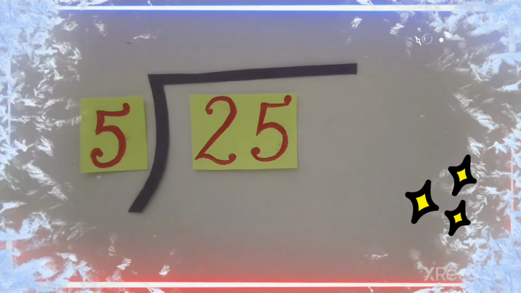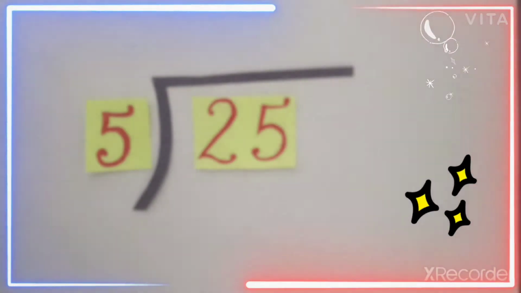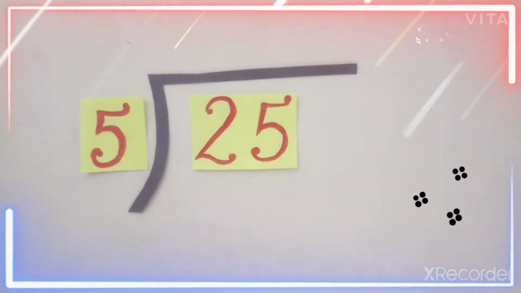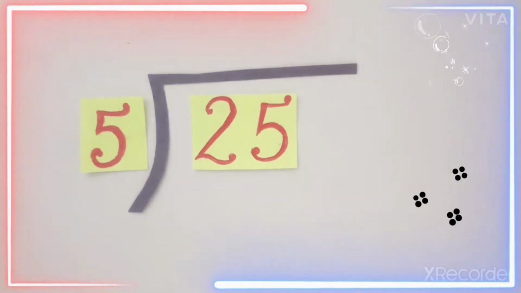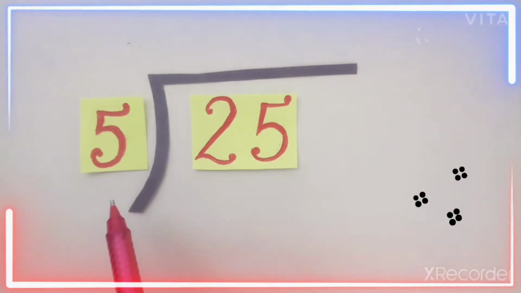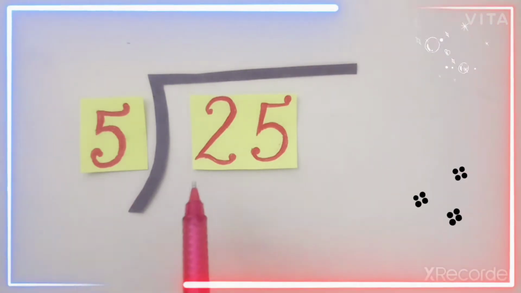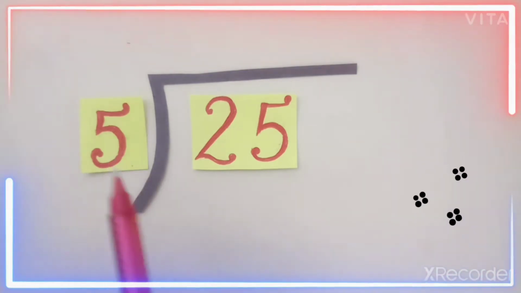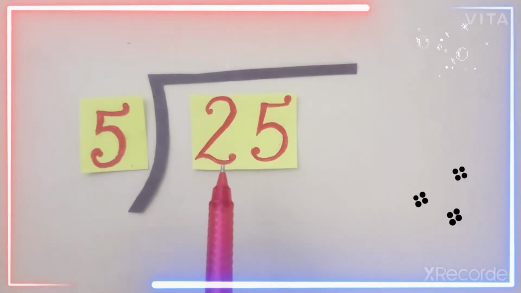Here you can see the number clearly. It's written, the division sums. You have to divide the number 25 divided by 5. Now for this number you have to remember the tables. In the table of 5, 25 comes for how many times?